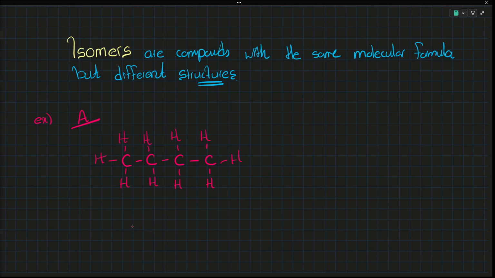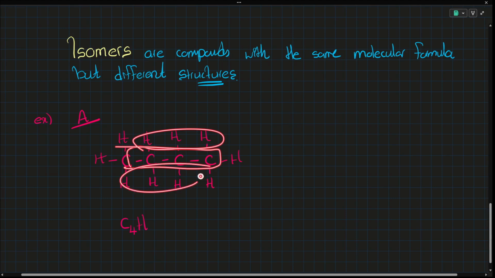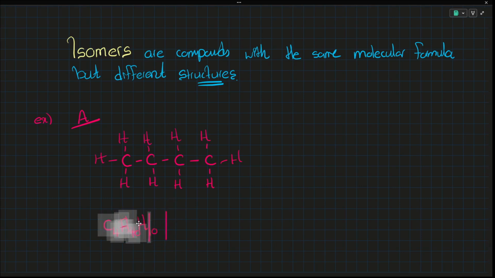Let's write down the molecular formula of this. So we have 4 carbons. And how many hydrogens? 1, 2, 3, 4, 5, 6, 7, 8. I'm literally counting them. 4 carbons and then 8, 9, 10 hydrogens. C4H10. I'm drawing a line like this, and on the right hand side I will write down the structural formula.